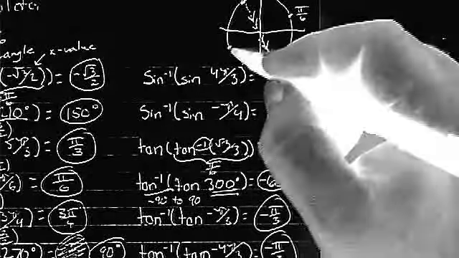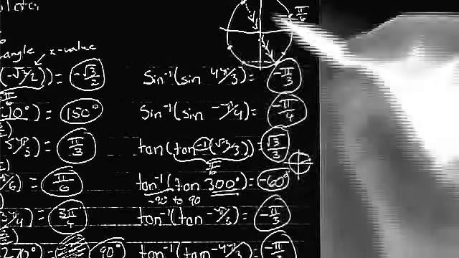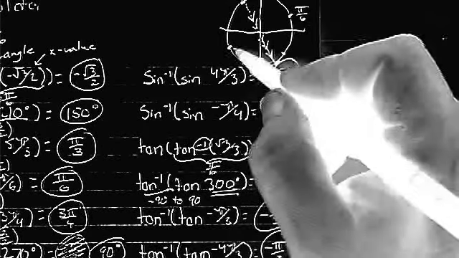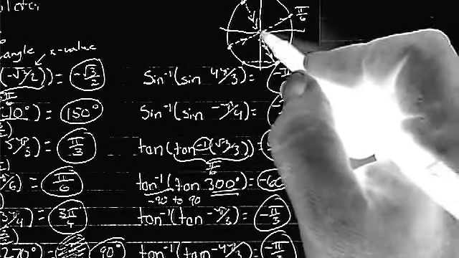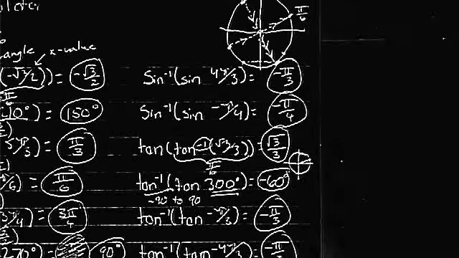Seven pi over 6 is down here. Looking for something on this side of the circle which has the same slope. Once again, sending me through the origin, finding the same slope, so the answer is 1 pi over 6.